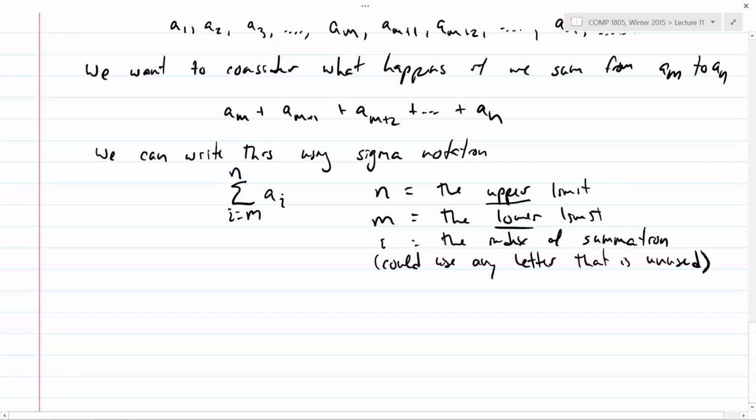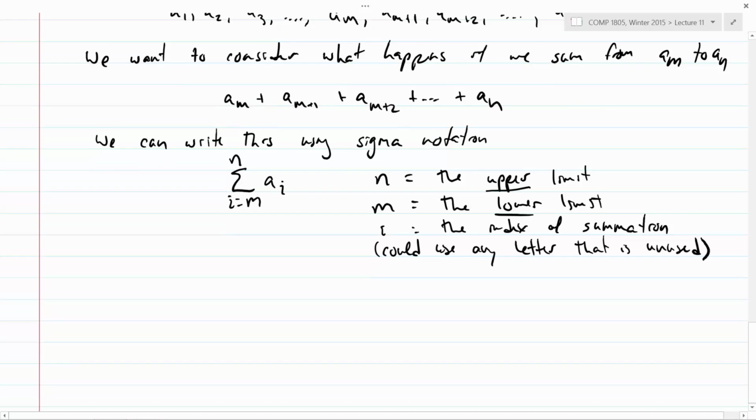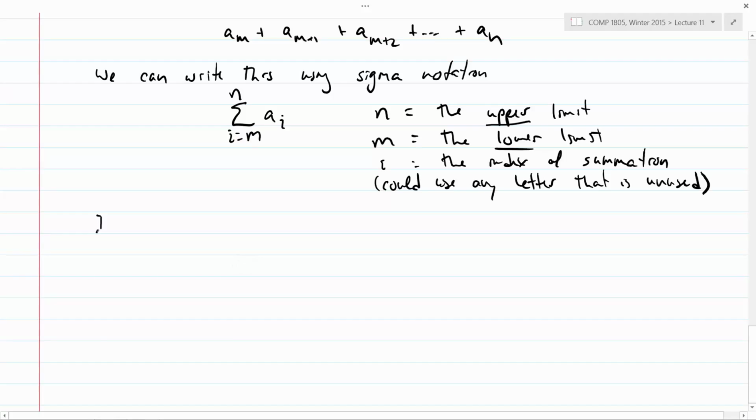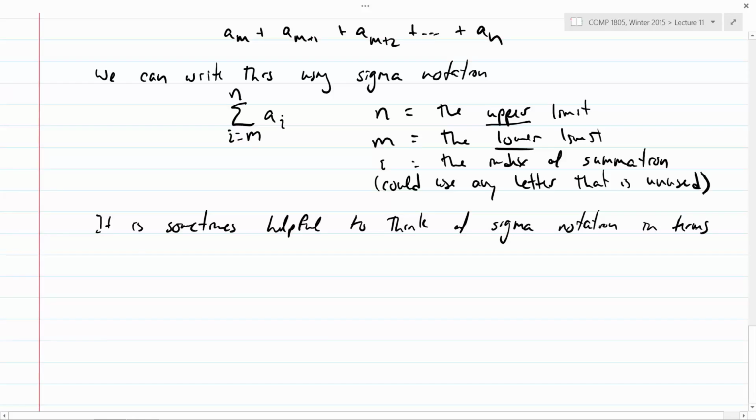So some people who come from programming backgrounds find it useful to think about sigma notation in terms of for loops. Okay? So if you find this helpful, go with it. If you don't find it helpful, then you don't need to use it. So it is sometimes helpful to think of sigma notation in terms of a program.